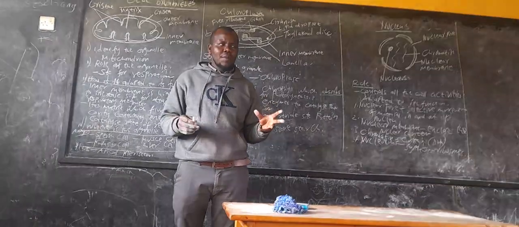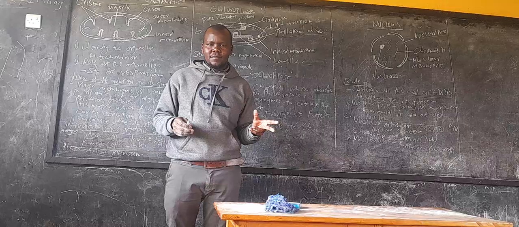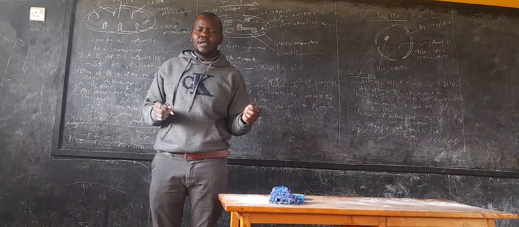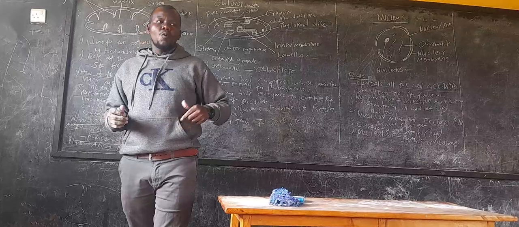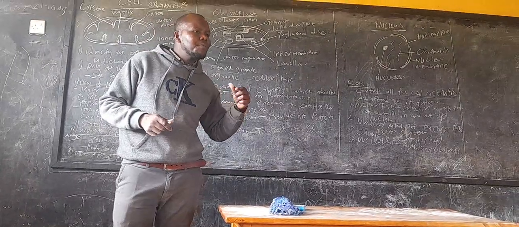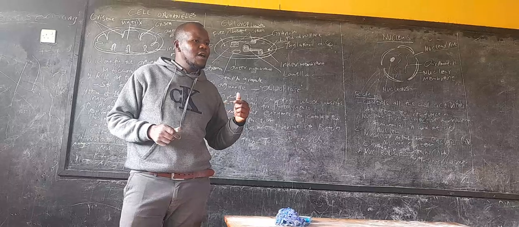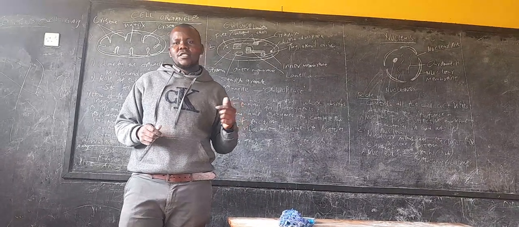Rough endoplasmic reticulum. What makes it rough? The presence of ribosomes. What is the role of those ribosomes? They synthesize protein, right? When it's synthesized, what happens? It has to be transported. What transports it? The rough endoplasmic reticulum.